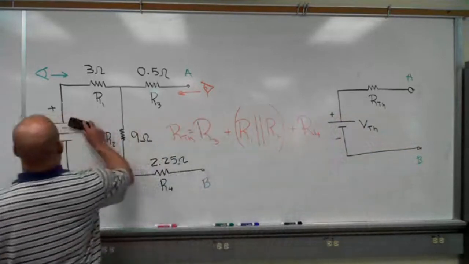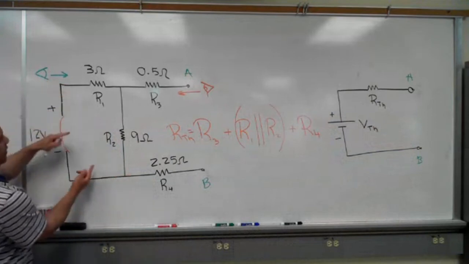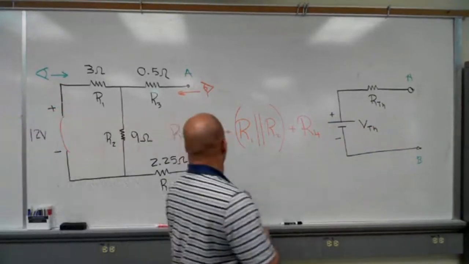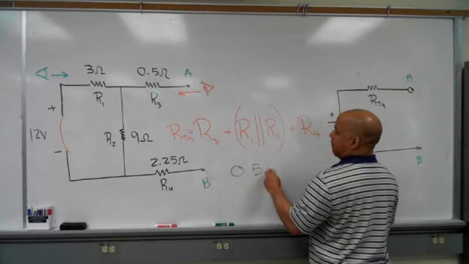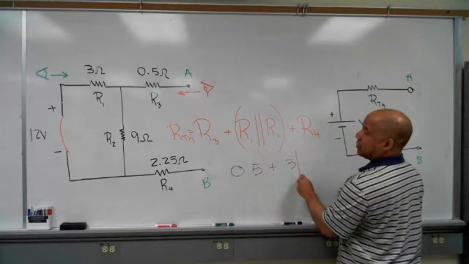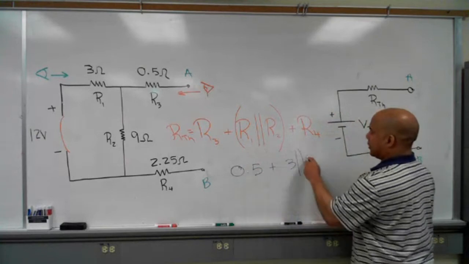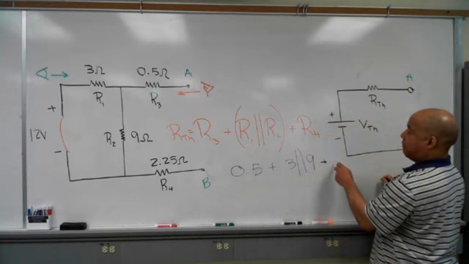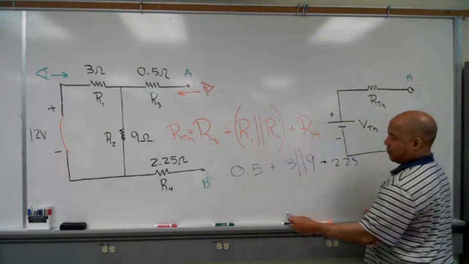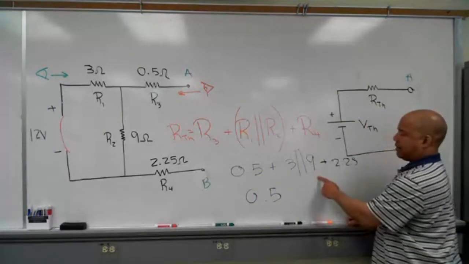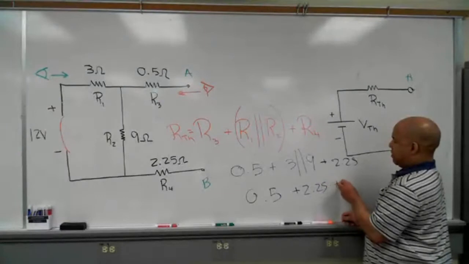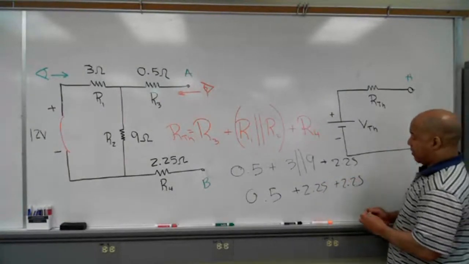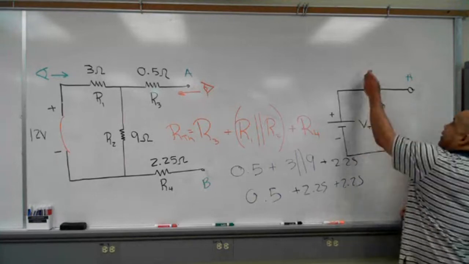So hopefully you can see that. I'll go ahead and put this in so you can see that when I remove this, put that wire there, these two are in parallel now. So we have R3, which is 0.5 ohms. We have R1, which is 3 ohms. We have R2, which is 9 ohms. And we have R4, which is 2.25 ohms. So I get 0.5. What's 3 parallel 9? I believe if I did it correctly, it's 2.25. Yeah, that's right. 2.25. Somebody second that. So if I add all that up, I get 5 here.